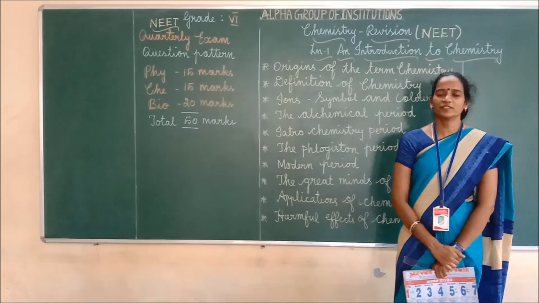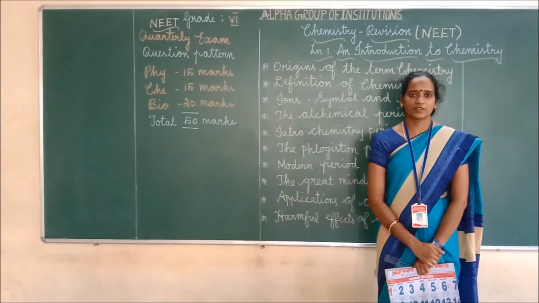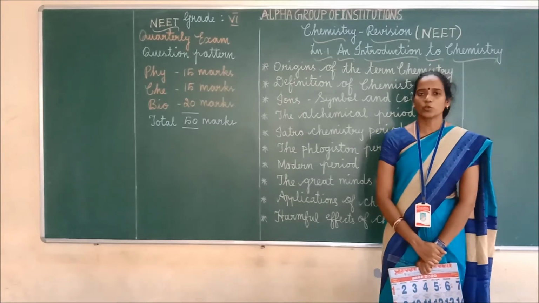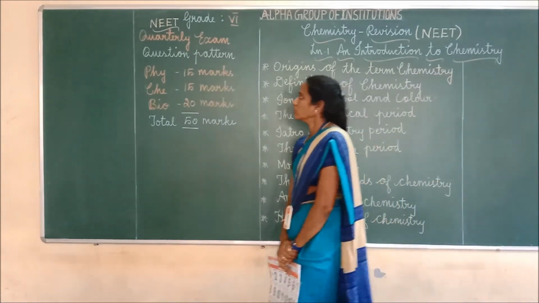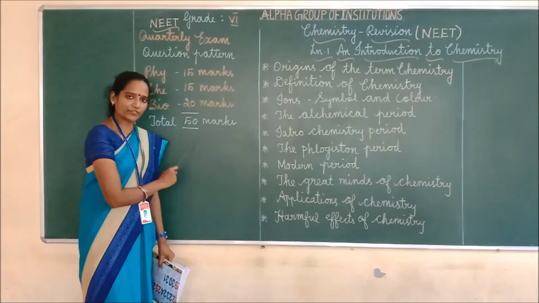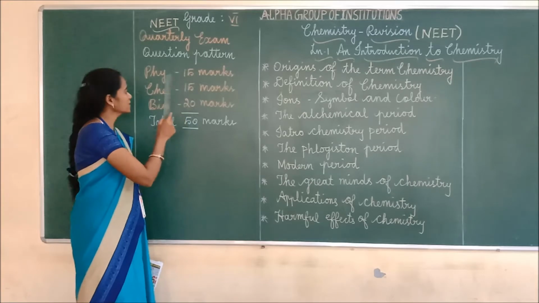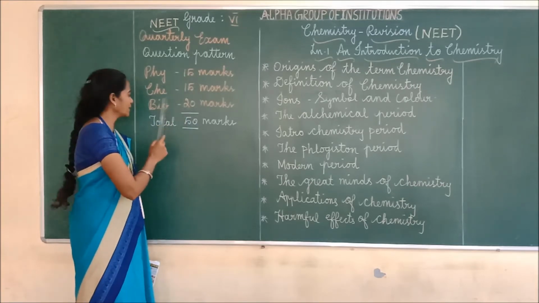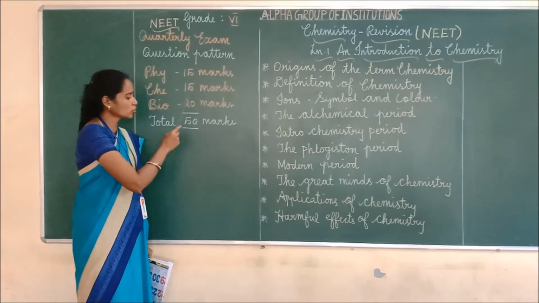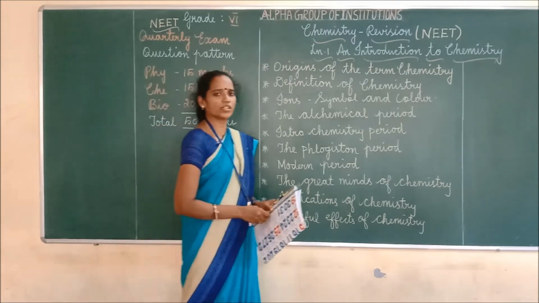Good morning, children. So this section we are going to revise for NEET. First you should know the question pattern. Look at the pattern. Totally 50 marks you are going to write: in physics 15 marks, chemistry 15 marks, and in biology 20 marks. So total 50 marks.